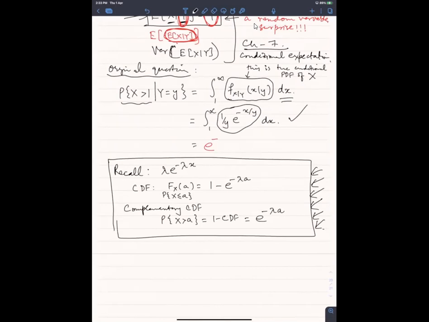So what would be the answer here? Lambda is 1 over y and x is greater than 1, so a is 1. So this would be e to the minus 1 over y. This is the probability that x is greater than 1. This probability is dependent upon the value that y is taking.